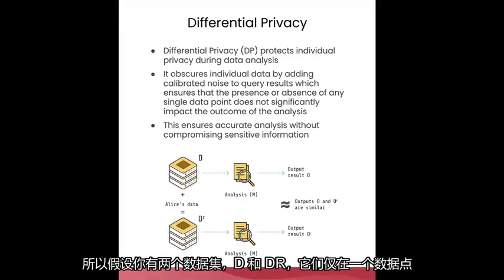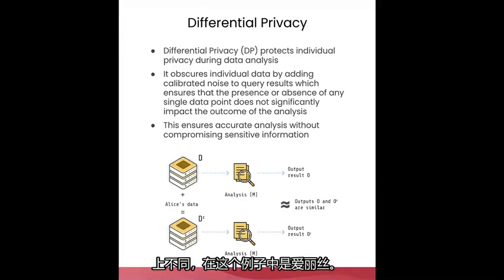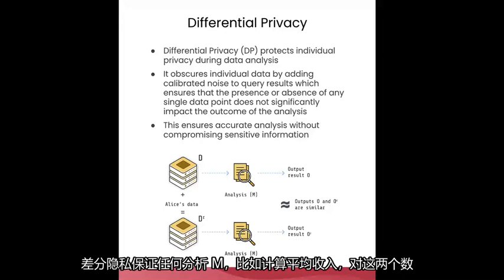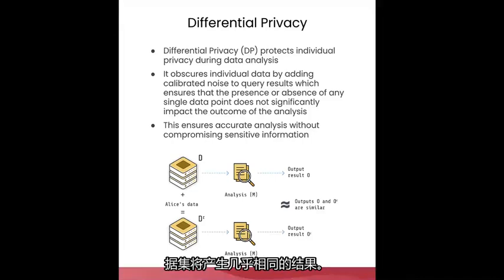So let's say you have 2 datasets, D and D', that differ in only one data point, Alice in this example. Differential privacy guarantees that any analysis M, like calculating the average income for example, will produce nearly identical results for both datasets. O and O' would be similar in this case.